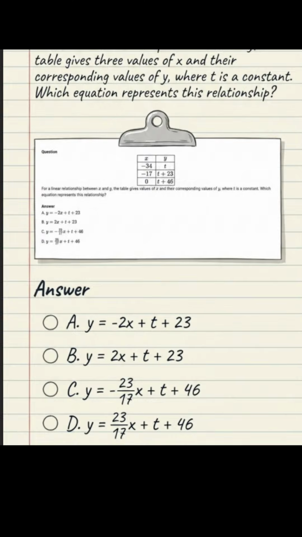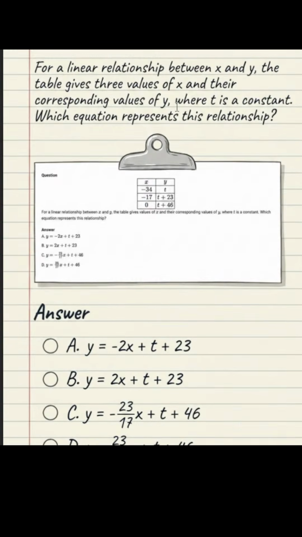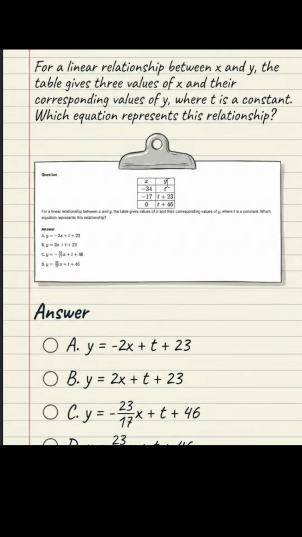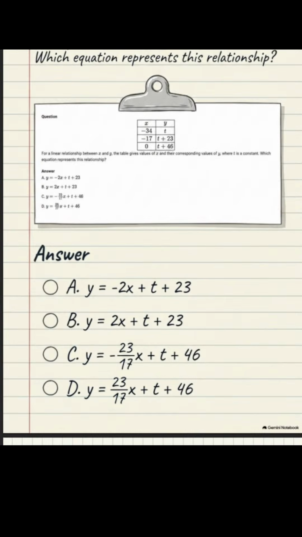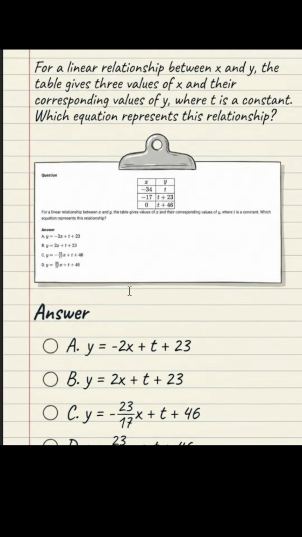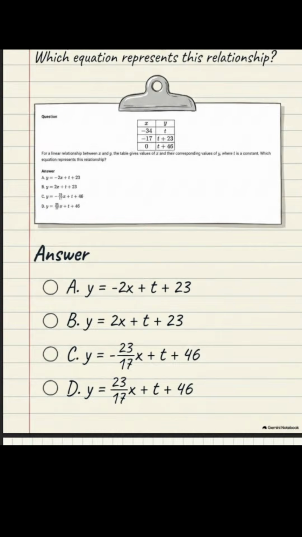So we are given that for a linear relationship between x and y, the table below gives three values of x and the corresponding values of y, where t is a constant. So which equation represents this relationship? x and y are linearly related, so you can think of x and y as points on a line, and that is the equation of a line. We have 3 points given where x and y lie, so we'll have to see which one of the below equations correctly defines this relationship.